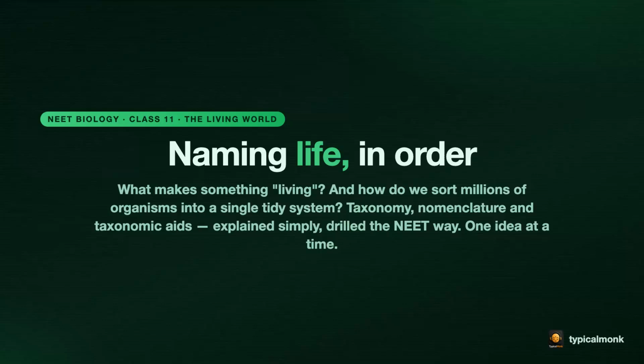Here is a simple question that turns out to be surprisingly deep. What makes something living? And once we know, how do we sort millions of organisms into one tidy system? Today, we cover taxonomy, nomenclature, and taxonomic aids, and we drill it the neat way, one idea at a time.